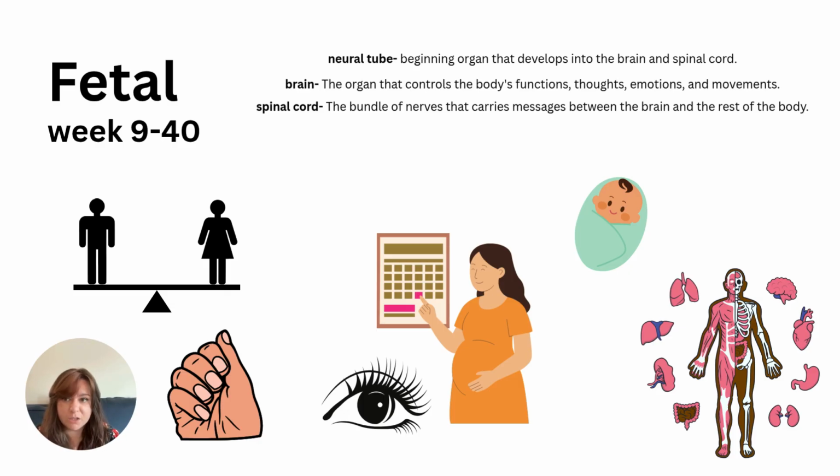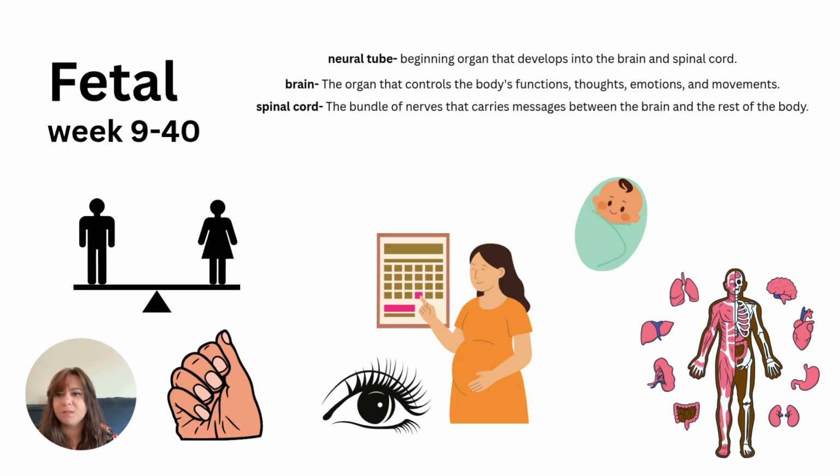The last stage is the fetal stage, and this begins around the 9th week of pregnancy and lasts until birth. This is when the embryo officially becomes a fetus, and the fetus's biological sex at this time is determined early in development, although it cannot be detected on an ultrasound at the beginning of this time. It's going to take around week 20.